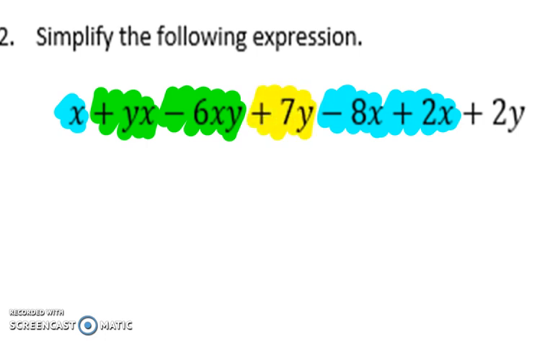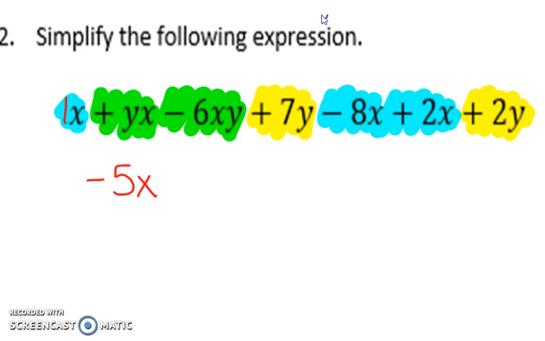We have a positive 7y. Well, if I look to my very last term, I have a positive 2y. So now from here, I want to combine my colors. So if I start with my blue, again, we're assuming that there's a 1 there, and we're going to put it to remind ourselves. We have 1x minus 8x plus 2x. Well, that gives me negative 5x.